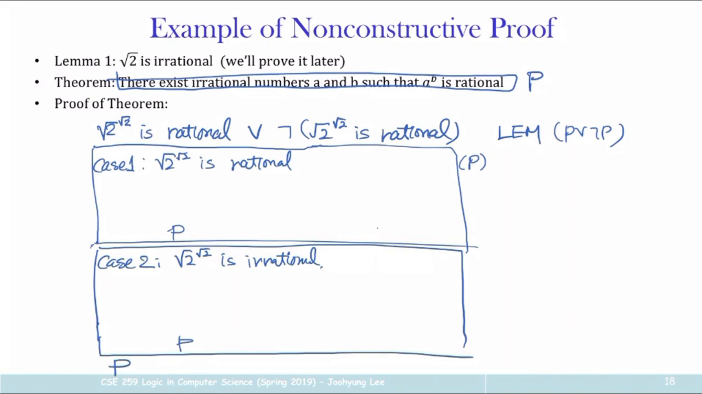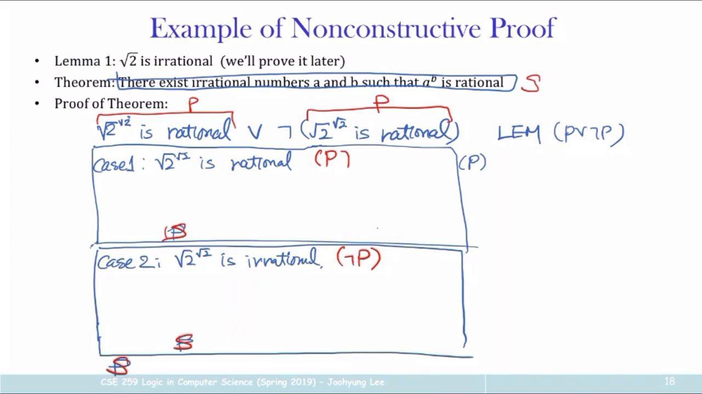Let's say this thing is the statement S. So we are going to prove this statement, and this one is our P. Okay, so we assume this number is rational, and try to prove that there exist irrational numbers a and b such that a to the power b is rational. And in case 2, we assume not P. So this is P, this is not P. We'll prove the same claim S. And using the or elimination, we can derive S. Are we together? Do you see the structure in terms of natural deduction?